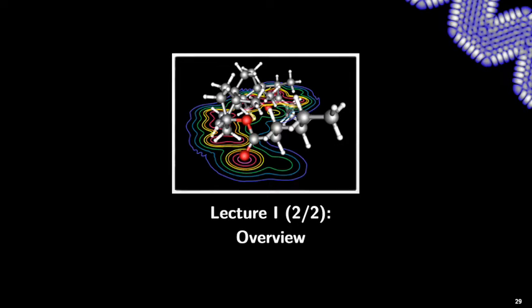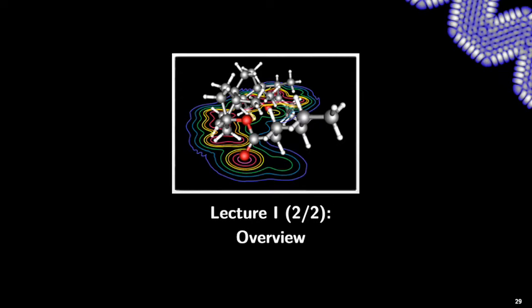Okay, so it's time to finish this lecture one on the overview of what we are trying to solve, and this is what we are going to do now. In the previous screencast, we showed what the Hamiltonian operator is and how we can separate the electrons and the ions. It's called the Born-Oppenheimer approximation.